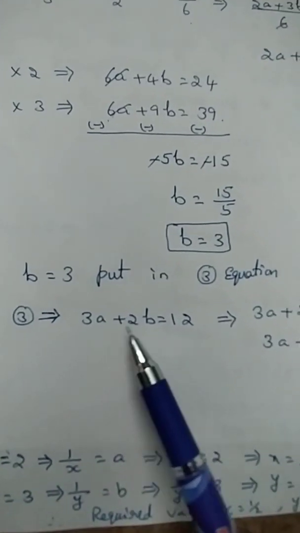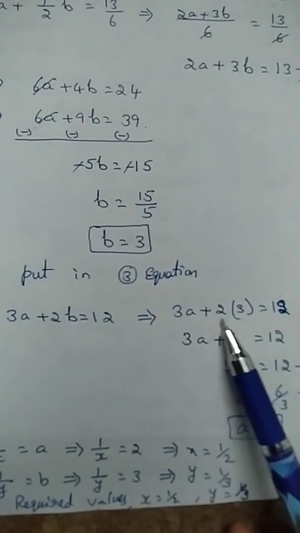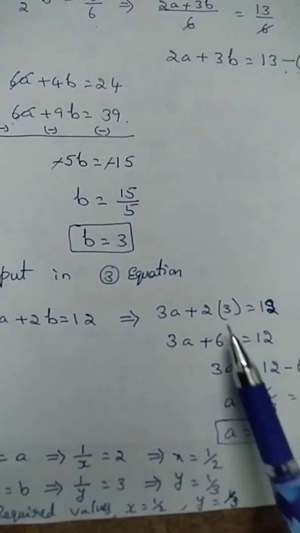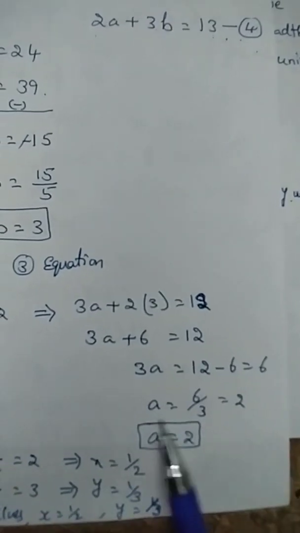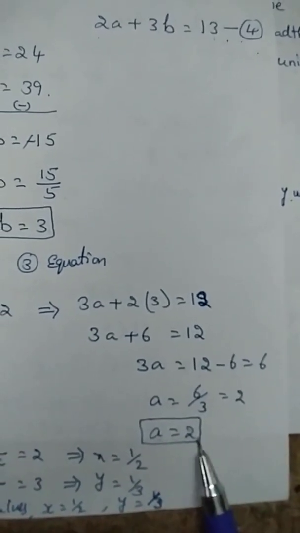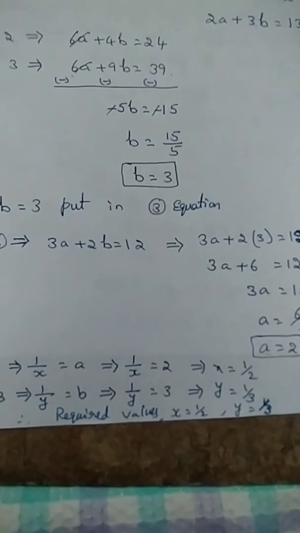The third equation is 3a plus 2b is equal to 12. 3a plus 2 into 3 is equal to 12. 2 3s are 6, that is equal to 12. 3a is equal to 12 minus 6, which is 6. a is equal to 6 by 3. So a is equal to 2.